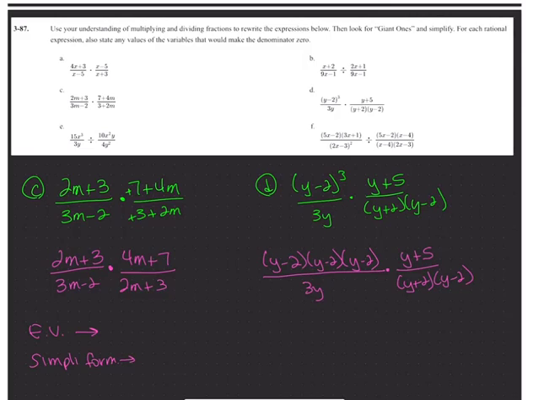Again, you still have to find those excluded values, and then see if there's anything you can simplify. They have to match up perfectly. So there's no 5y in the denominator, but there is y minus 2. You can only cancel one of those out because there's only one in the denominator. So then those would cancel out, and you would be simplifying it down further.